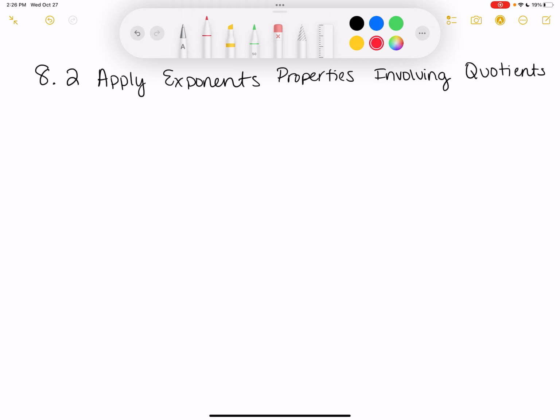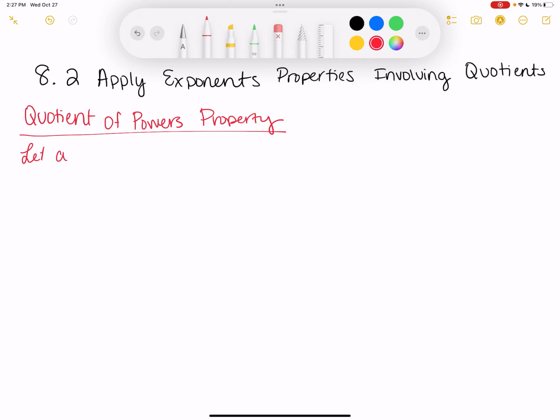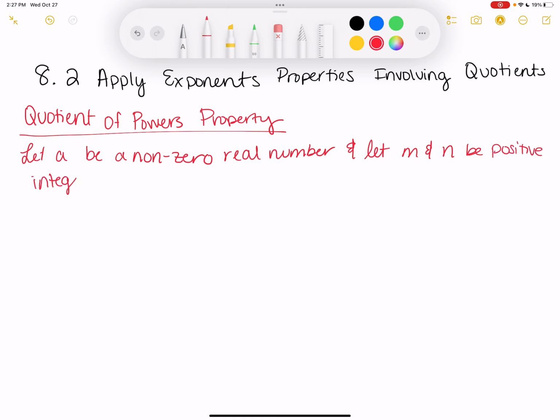Okay. So we have the quotient of powers property. Let A be a non-zero real number, and let M and N be positive integers such that M is greater than N.